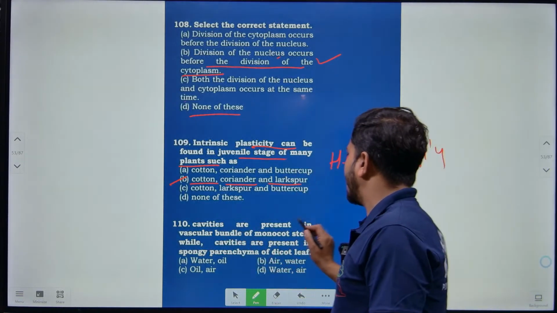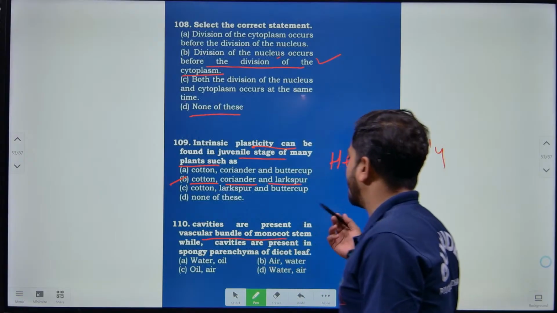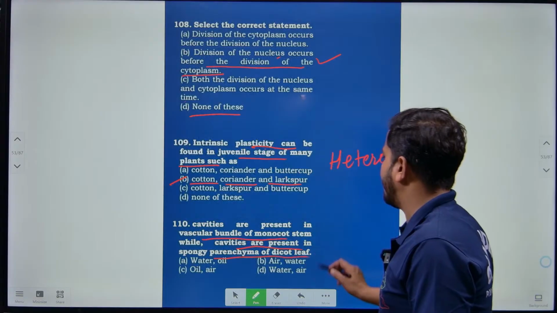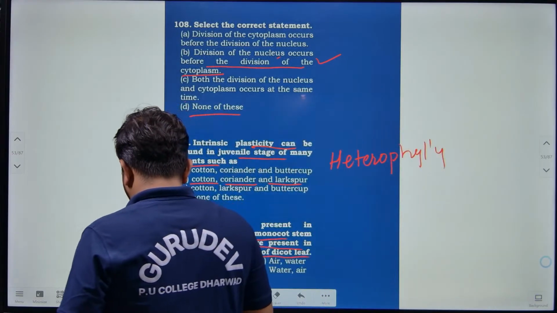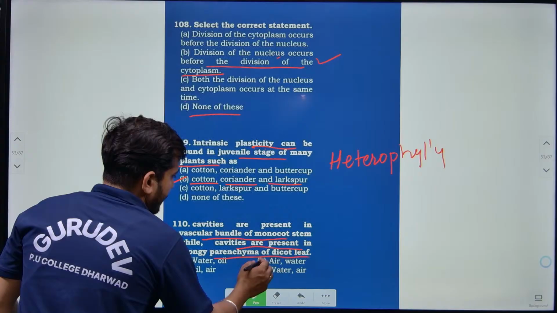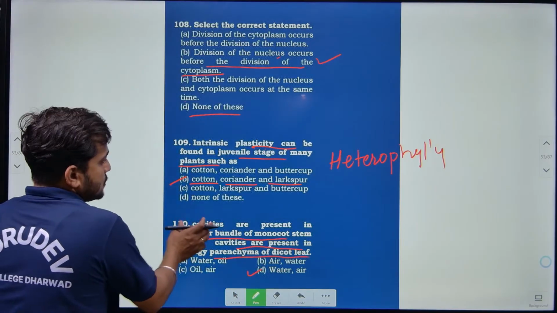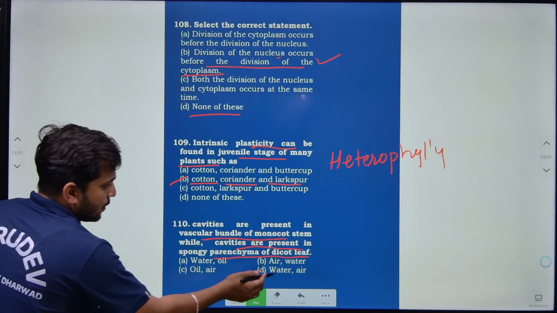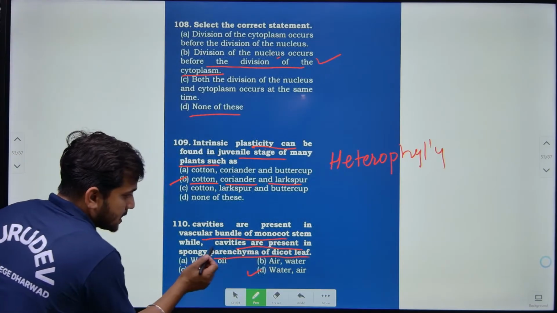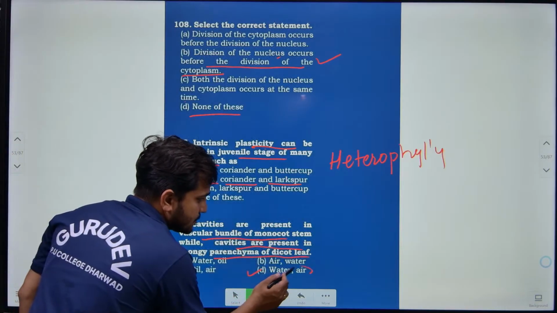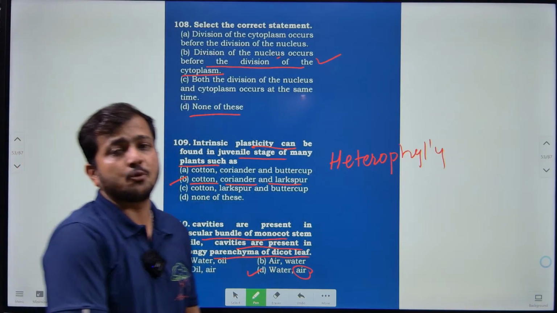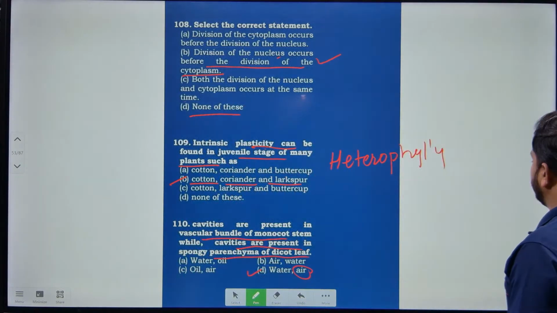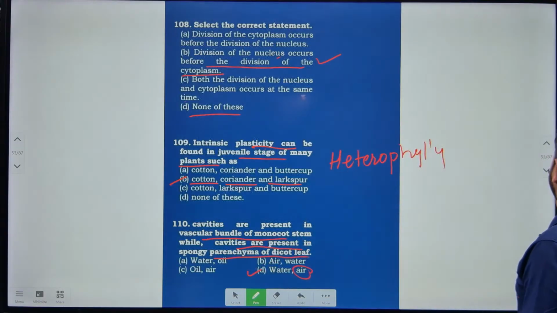Then, cavities are present in the vascular bundles of the monocot stem, while cavities are present in the spongy parenchyma of the dicot leaf. According to that, we are going to find out water and air. So cavities in the vascular bundle of the monocot stem are for water, and cavities in the spongy parenchyma of the dicot leaf are for the accumulation of air. So here answer D is correct, right?